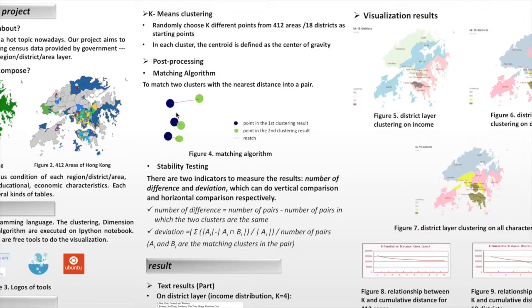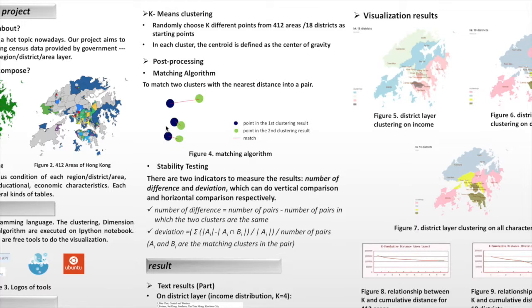Matching algorithm is designed for matching two corresponding clusters for different rounds. The blue one represents the center of gravity of the first round, and the green one represents the second round. In this example, we calculate every 2 points from different rounds, and the nearest the 2 points are, the more similar they are. First, we find the nearest distance is between these 2 points.